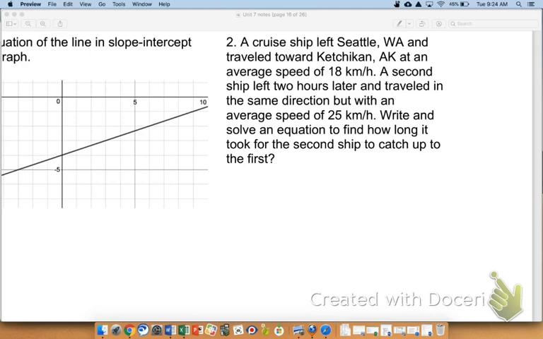So the way that I break this down is I use a picture. It says a cruise ship left Seattle, traveled towards Alaska, at an average speed of 18 kilometers per hour. I think, cool. Don't know much about this yet.